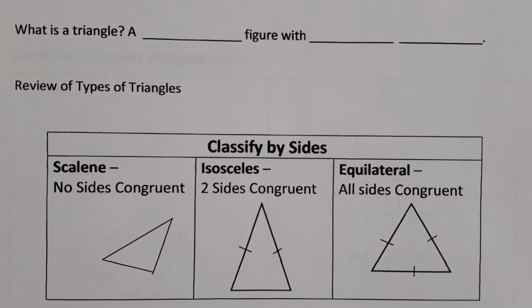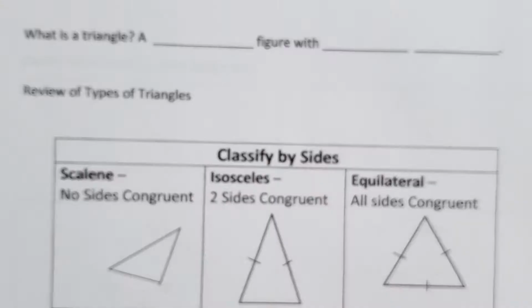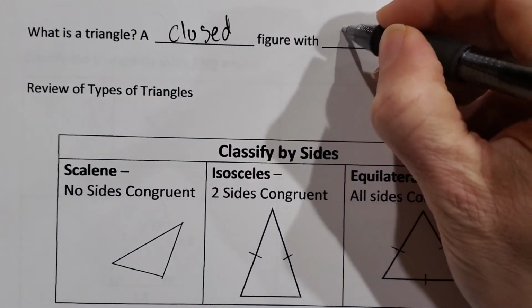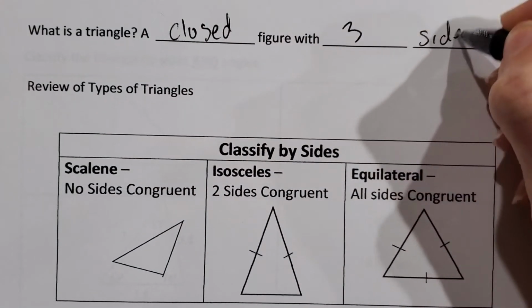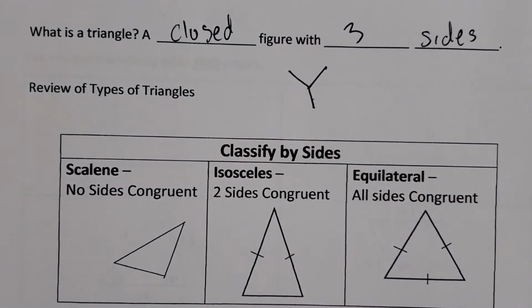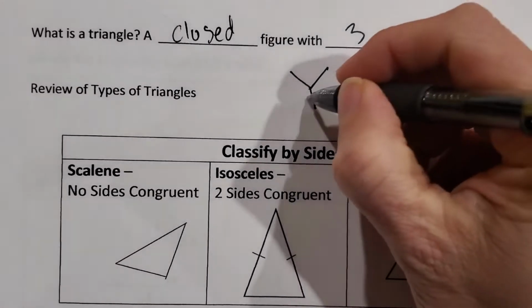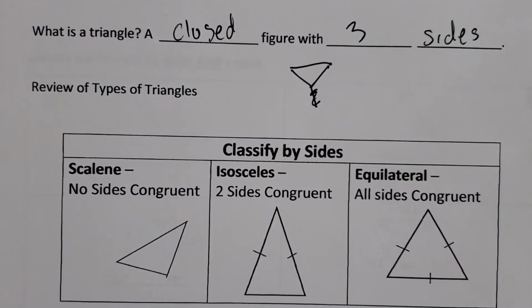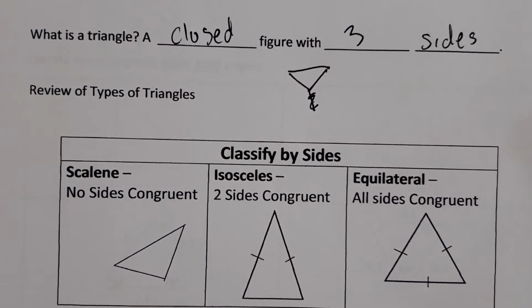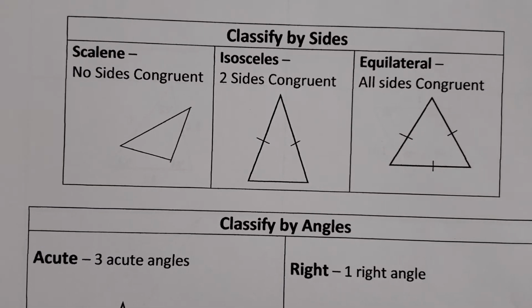The first thing we want to know is what is a triangle? The official definition is a closed figure with three sides. The reason we say closed is because if I had three lines right there, you could say it kind of has three sides, but it's not closed. If we took that guy off and made it a closed figure, it would make a triangle. So a triangle is a closed figure with three sides. This should all be review, but in case you need a little review, we'll go through this.